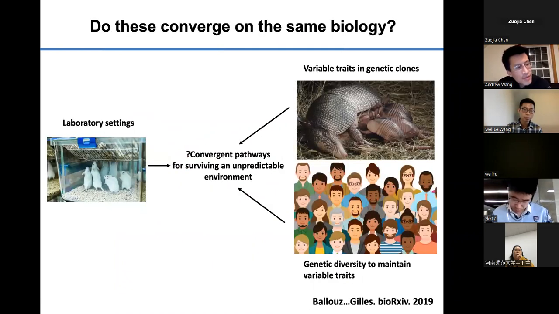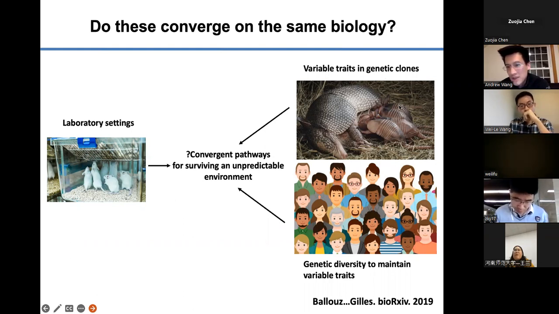And also the question that we might be able to ask more broadly, zooming out of laboratory settings, which are highly artificial, is: if we do systematic analyses of these types of perturbations and identify all the different pathways that confer susceptibility across a wide range of environmental challenges, would they all converge on pathways that would be the same in genetically diverse populations like us? Would they be the same variable traits that happen in species that give clonal births, like armadillos?